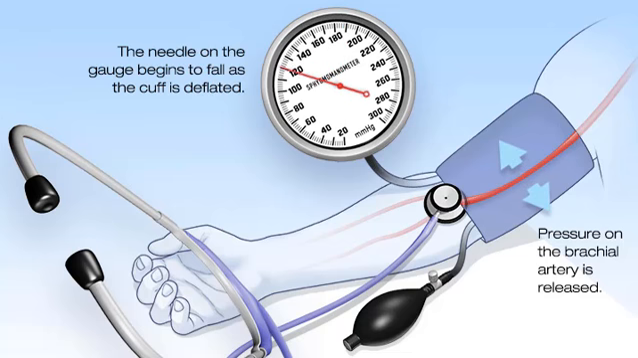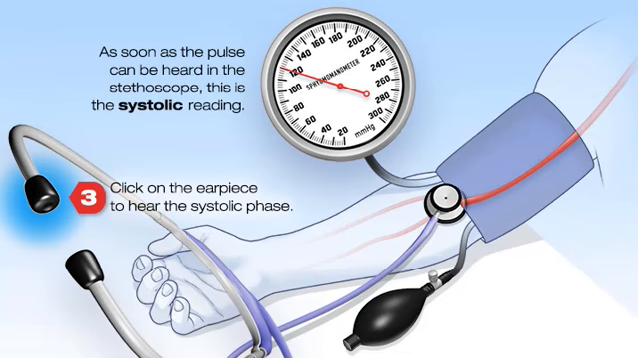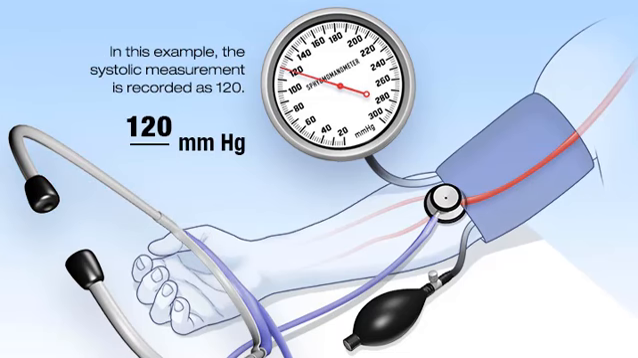The cuff then is deflated, and the dial will begin to lower as the pressure is released in the cuff. As soon as the pressure can be heard in the stethoscope, this is the systolic pressure, and is recorded, in this case, at 120 millimeters of mercury.